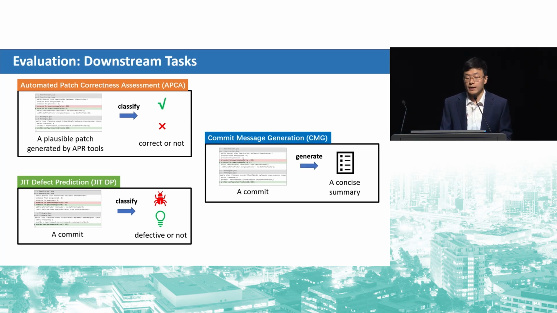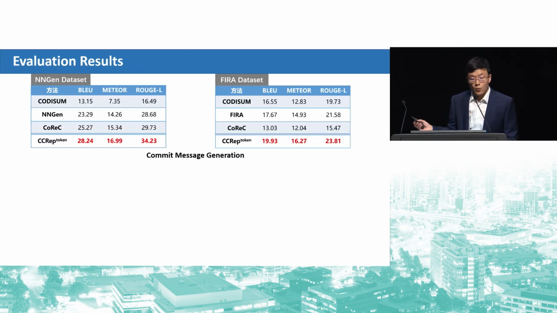And the third one is the commit message generation task. The goal of this task is to generate a concise summary to describe the content and the intent of the given commit. The first 2 are classification tasks, and the last one is a generation task. We have evaluated CCRep on the CMG task on 2 data sets, and these 2 tables present our results. We can see that on the two data sets, our approach outperforms all the baselines by significant margins.